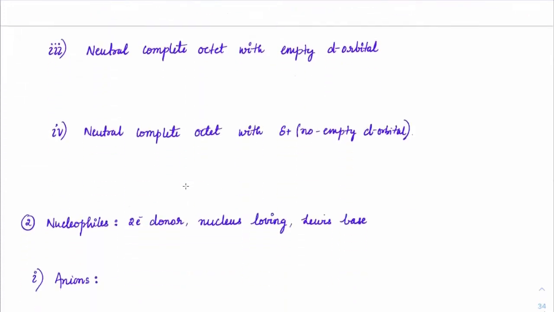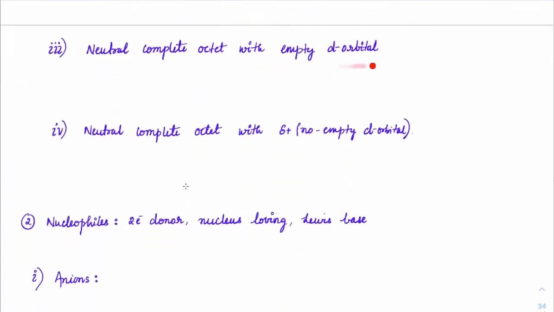Okay. Next, neutral complete octet with empty d orbitals. Suppose I take FeCl3, ZnCl2, SnCl2, SnCl4, Cl2, otherwise Br2. They will have empty d orbitals. All of these are neutral species, but they will have empty d orbitals. They will also act like electrophiles. Okay, as we go ahead in the reaction chemistry, we will see a lot of these involved in reactions.